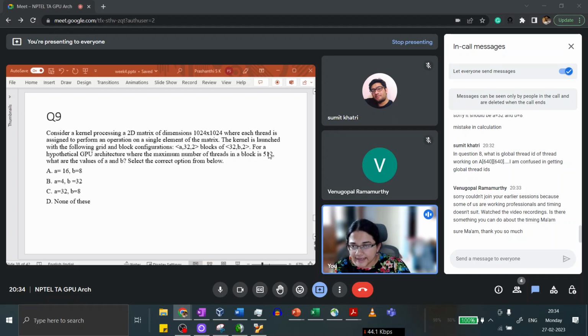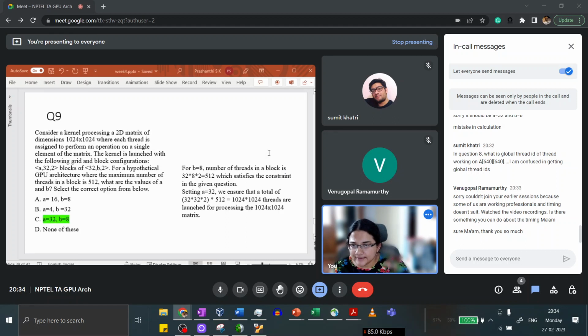Okay, let's go look at the answer. So again, it's very similar to what we worked out previously, except that now we are told the maximum number of threads in a block is 512, right? So what is the B that would give you 512? So that you would get as B equal to 8.